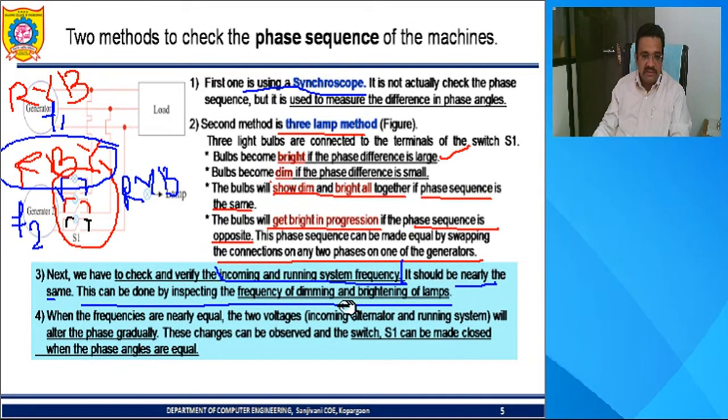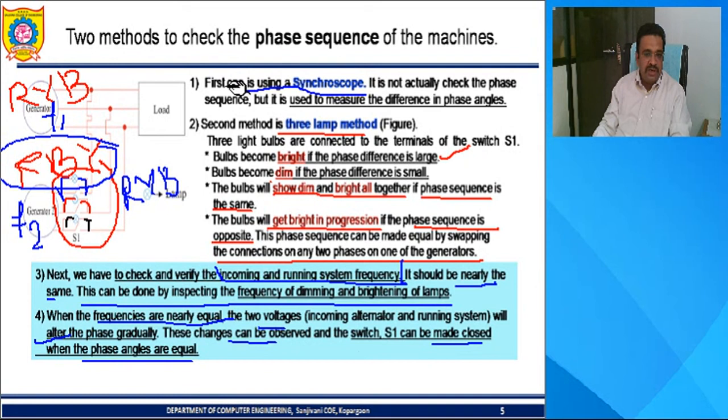Concept is clear? When the frequencies are nearly equal, the two voltages, the incoming alternator voltage and the running system voltage, will alter the phase gradually. These changes can be observed and switch N1 can be closed when the phase angle is equal. Concept is clear? So here we are going to change the phase sequence.